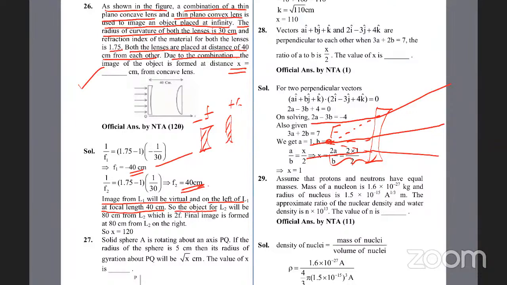So the object for L2 will be 80 centimeters from L2. So it is 40 and it is 40. Total 80, which is 2f. So the final image is formed at 2f. That is, answer is 120.